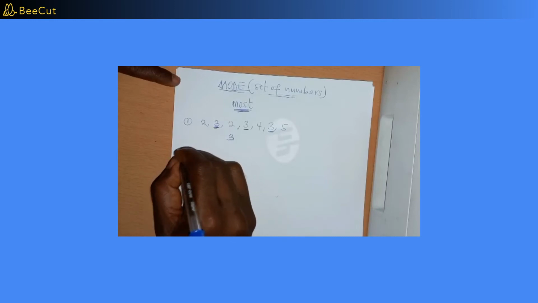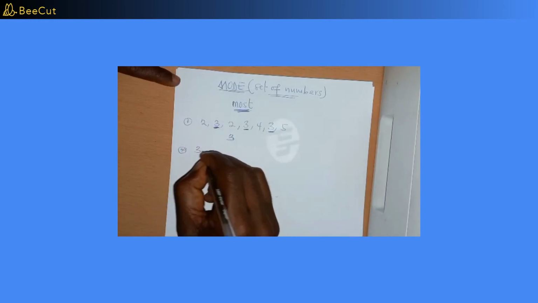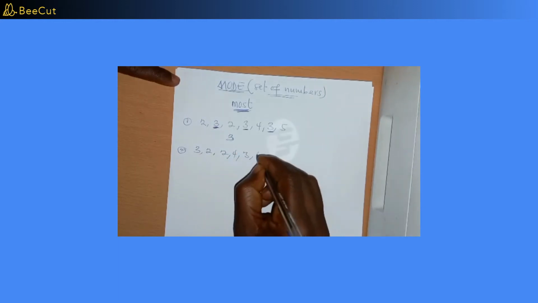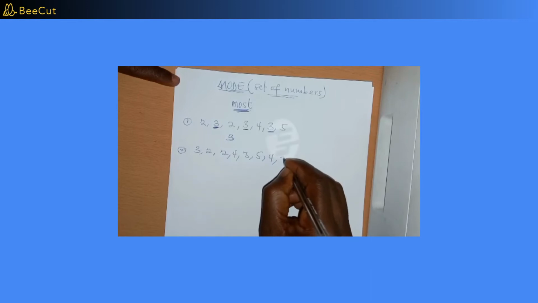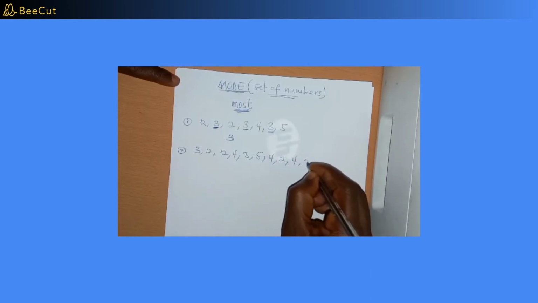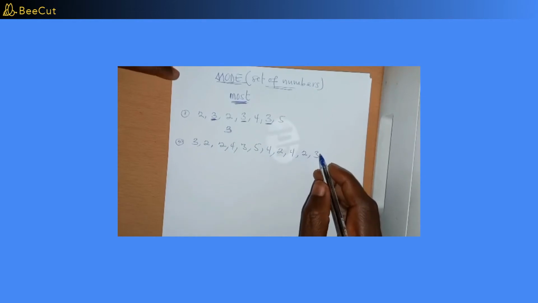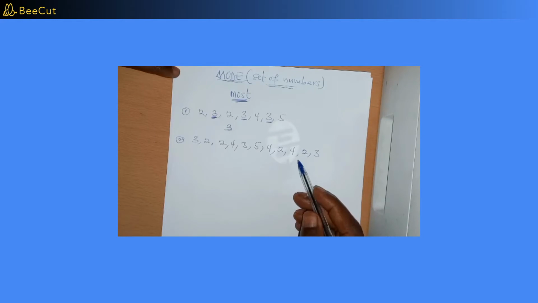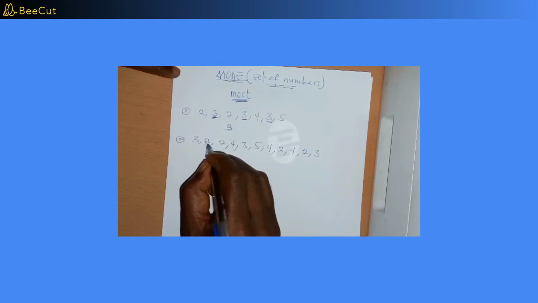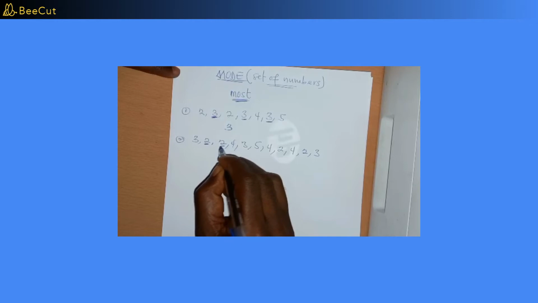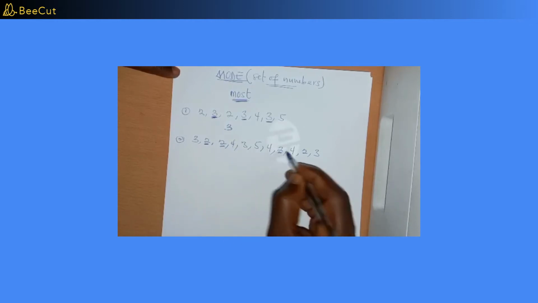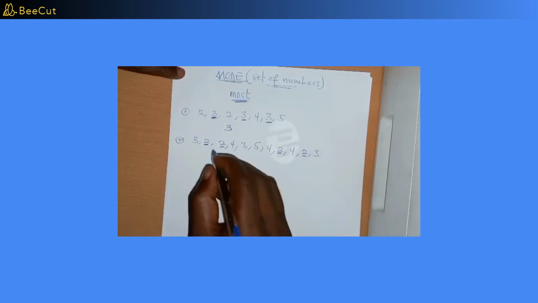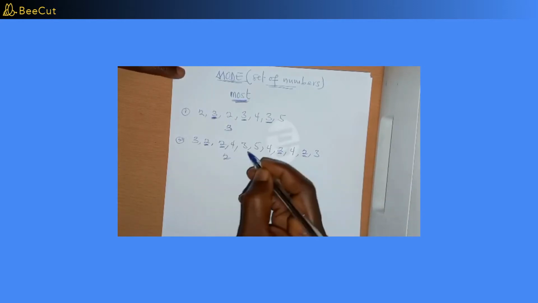In another set, we can have something like 3, 2, 2, 4, 3, 5, 4, 2, 4, 2, 3. Now, in this set as well, let us see the number which is occurring the most. We can see 2 is appearing the most. You can see we have 2 here, 2 here, 2 here, 2 here. So 2 has appeared 4 times, and that makes it the mode.